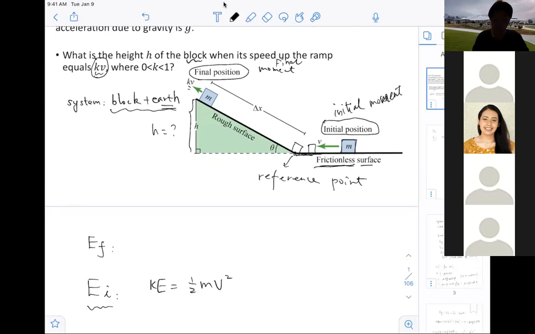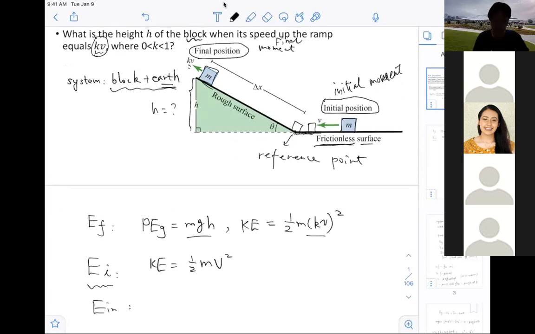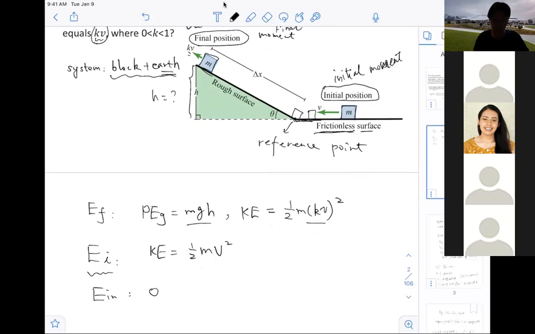And at this final moment right here, what kind of energy does the system have? Potential energy. Potential, very good. And that is mgh. Anything else? I think it also has kinetic energy because K is between 0 and 1, and it's not 0, so it has to have some kinetic energy. Yes, it is still moving, very good. So we do still have kinetic energy. So both of these will be included. Excellent. And there is no energy input because there are no other external forces making the box go faster.